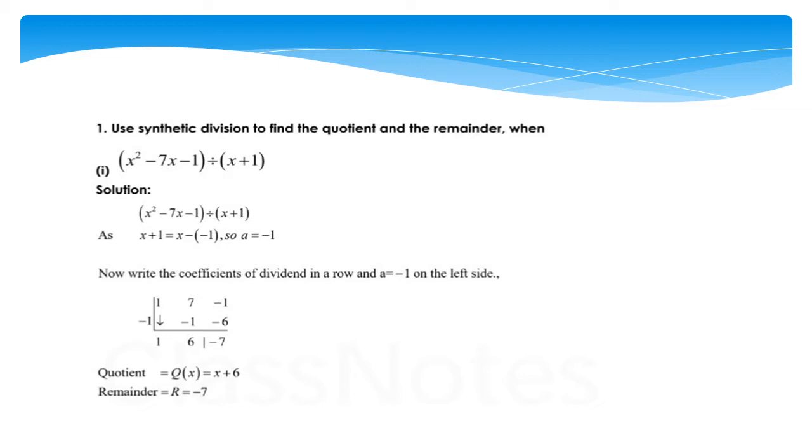Then, with minus 1 on the left, the first coefficient of x square is written down as it is, as the arrow shows, which is 1. 1 multiplied by minus 1 is equal to minus 1. This goes under the second coefficient, minus 7. Minus 7 minus 1 is minus 8. Again, multiply minus 8 by minus 1, and the result is 8.